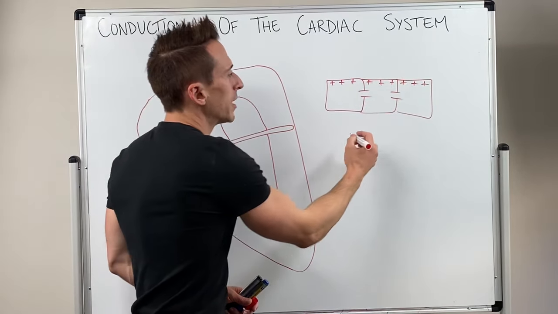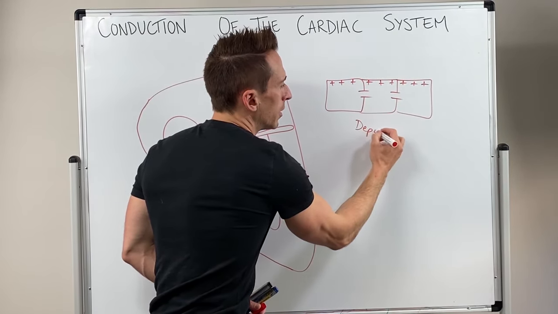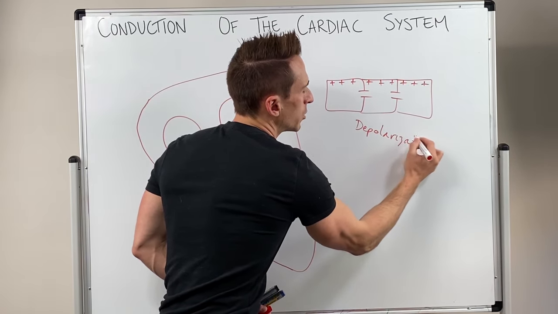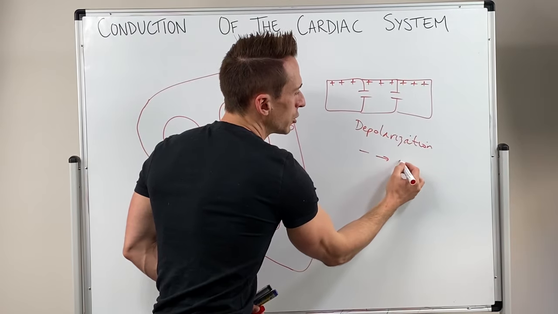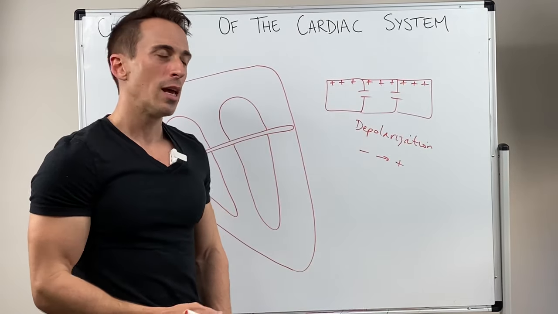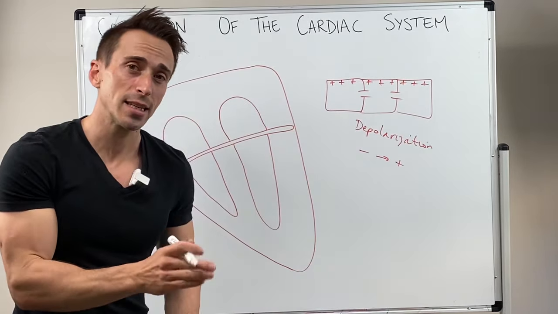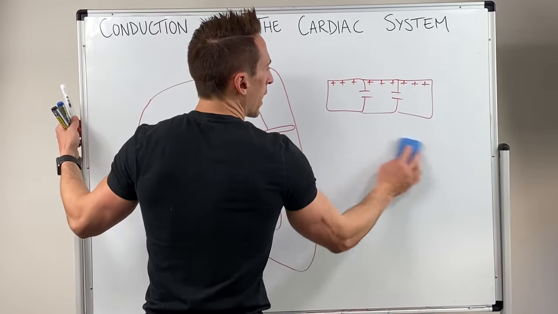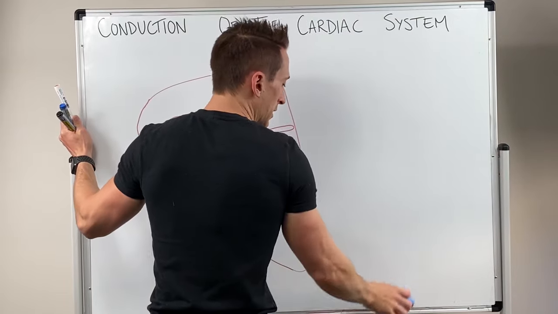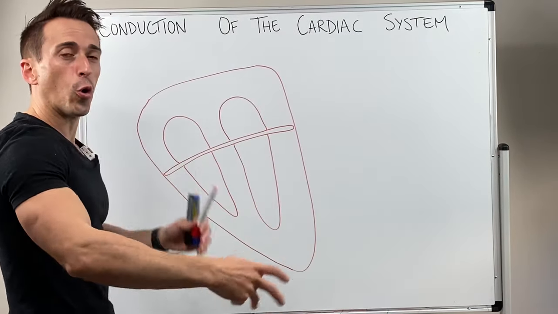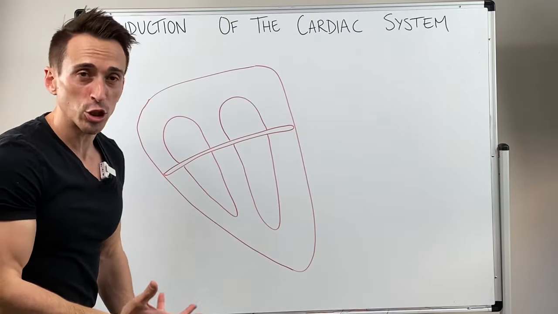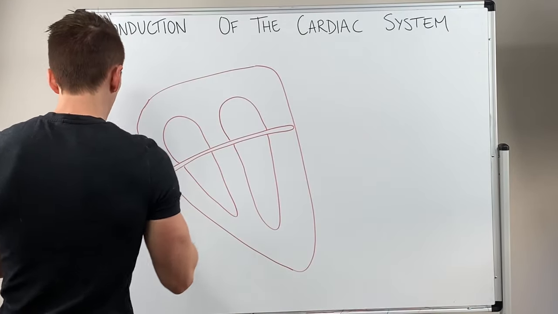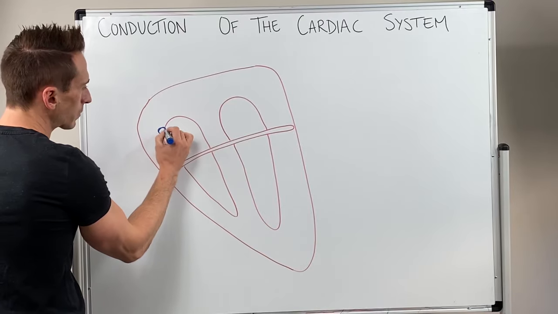We call this depolarization. This is when it goes from a negative charge to a positive charge, and muscles won't contract unless this happens. So, knowing this, we're going to have a look at the heart and see how this depolarization event, or negative to positive charge change, happens through the heart to tell it to contract. It all begins here.